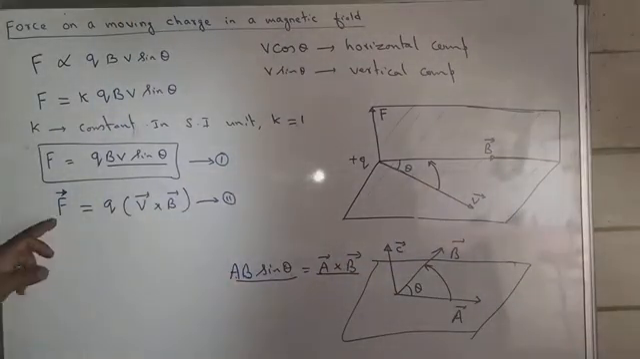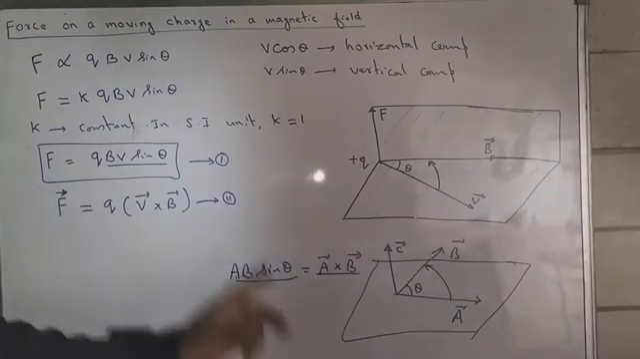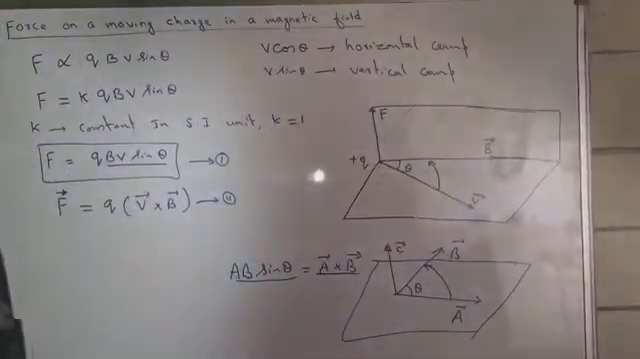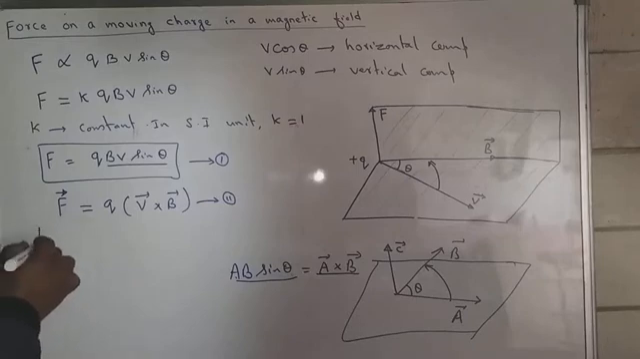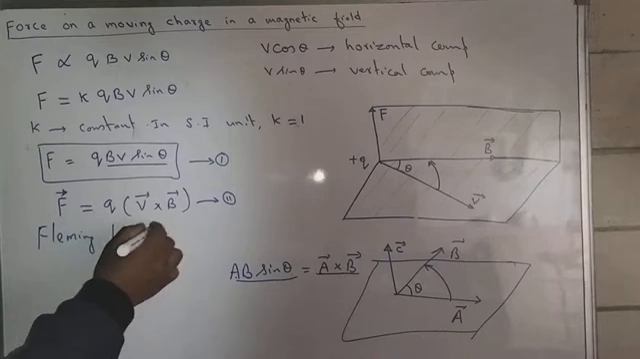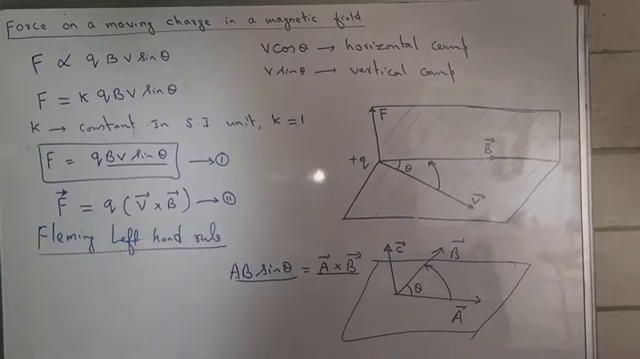So similarly, this magnetic force which is experienced by the charge Q should be perpendicular to the plane containing V arrow and B arrow. Alright. So actually, to know the direction of this force, we use one rule which we call Fleming's left hand rule. So what does this Fleming's left hand rule say?